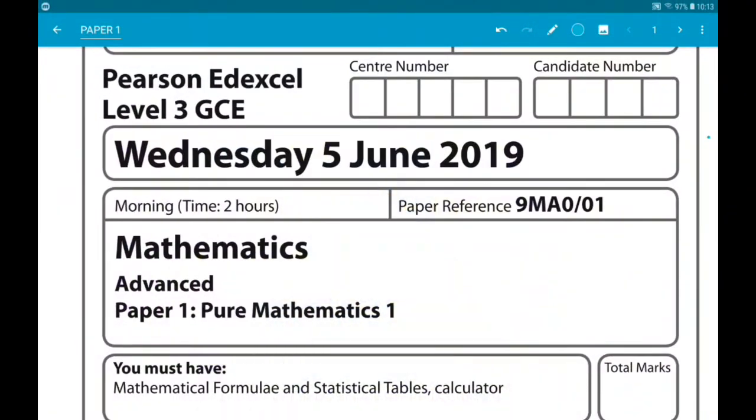And guys, this is the 2019 Edexcel A-Level Maths Paper 1. Let's go!